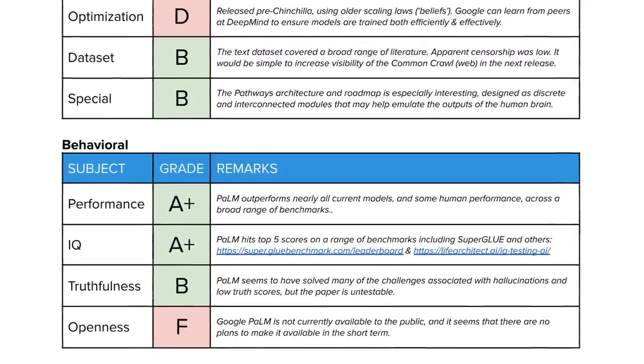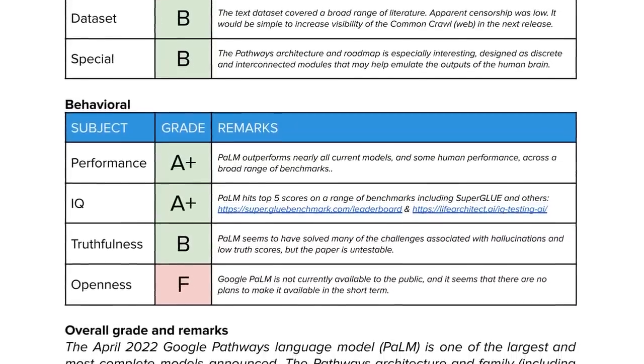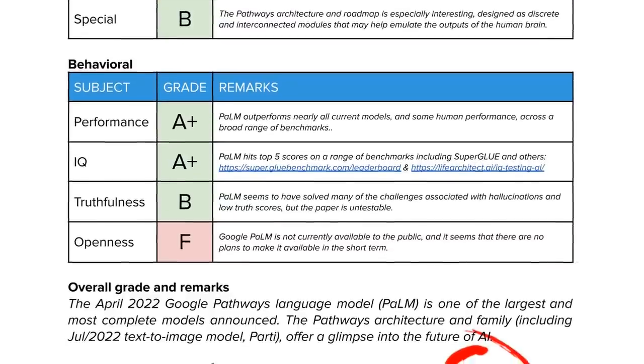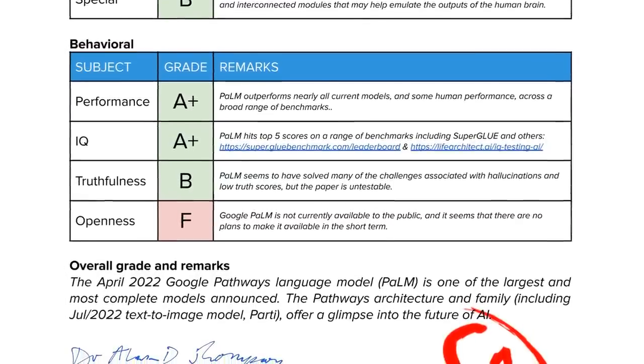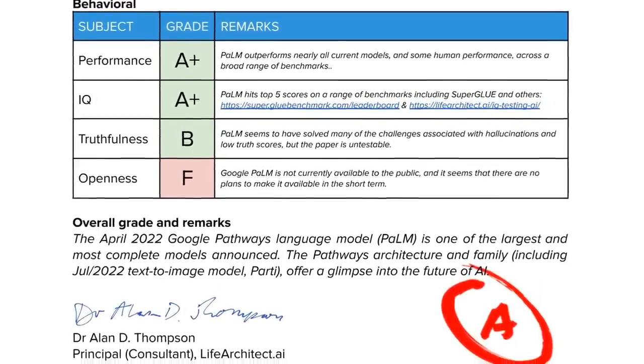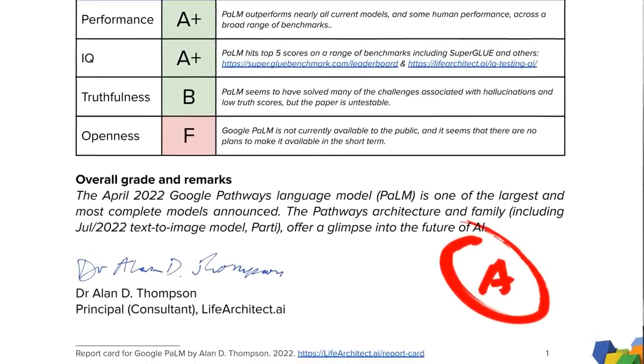Truthfulness, I know it does a lot better. Even though this is a closed model, we've been shown that it does better with not hallucinating and having better truth scores. And lastly, the openness, because it's not available to the public, that brings its overall score down. I give that one an F, and the overall or the final grade there would be an A.